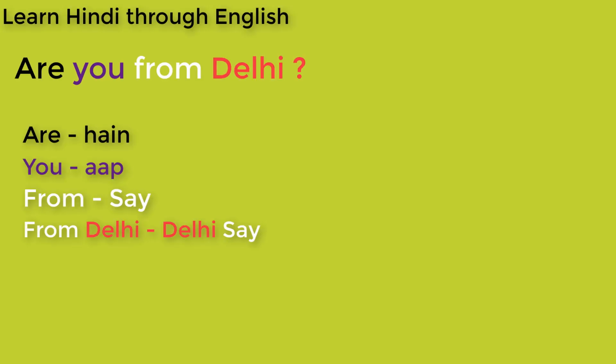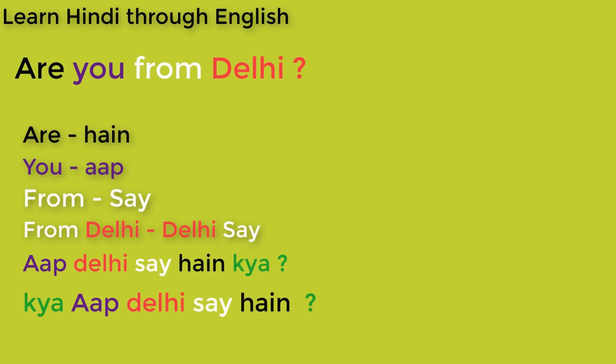Are you from Delhi? Or हैं you आप from Delhi. Delhi is the name of city. From Delhi will become Delhi se. Hindi questions will follow SOVQ pattern. Some people will use QSOV pattern, but typically majority of people use SOVQ pattern, and we can stick with that. आप Delhi से हैं क्या? Or we can say the same as क्या आप Delhi से हैं? Both are same and both are correct.